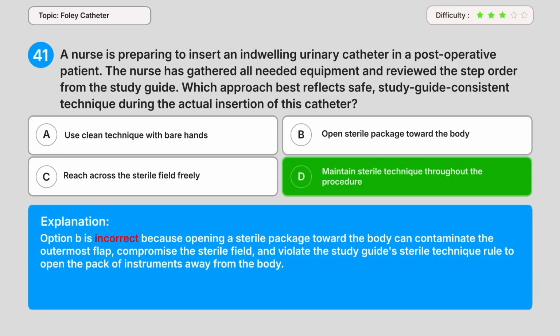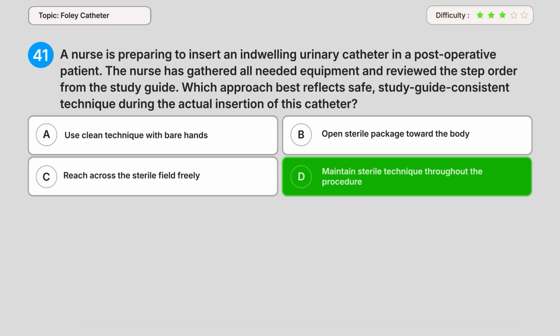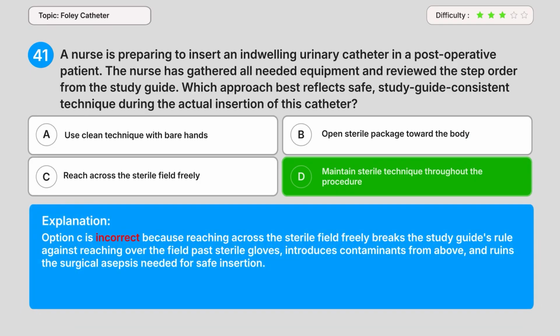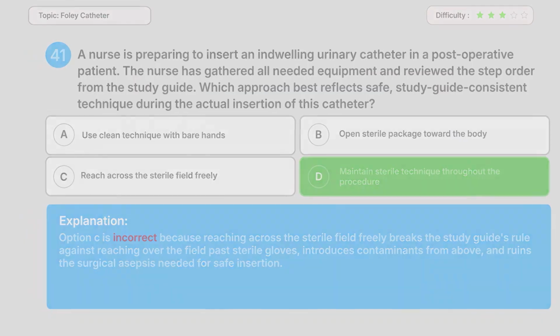Option B is incorrect, because opening a sterile package toward the body can contaminate the outermost flap, compromise the sterile field, and violate the study guide's sterile technique rule to open the pack of instruments away from the body. Option C is incorrect, because reaching across the sterile field freely breaks the study guide's rule against reaching over the field past sterile gloves, introduces contaminants from above, and ruins the surgical asepsis needed for safe insertion.